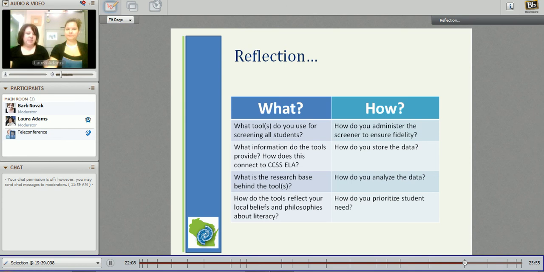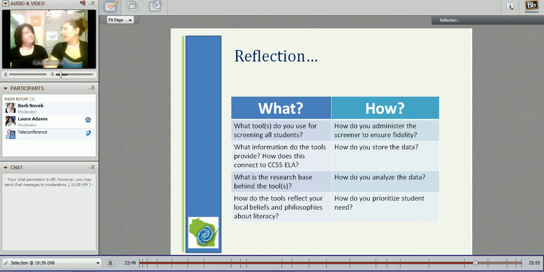So we've looked at a few examples today. We thought about PALS in 4K, 5K, and grade 1. We heard about the screening that's being done in Oshkosh, the screening that's being done in Menasha, and we encourage you to take these questions and these stories back to your own schools, maybe in a professional learning community, really thinking about what tools do you use for screening all students, what information are those tools giving you, and also how are you storing that data? How are you talking about that data? How are you analyzing that data? And how are you prioritizing which students are receiving which types of reading interventions?